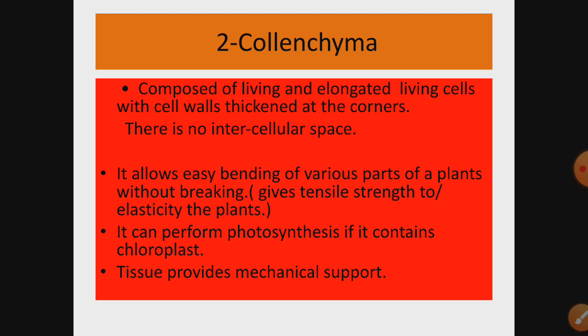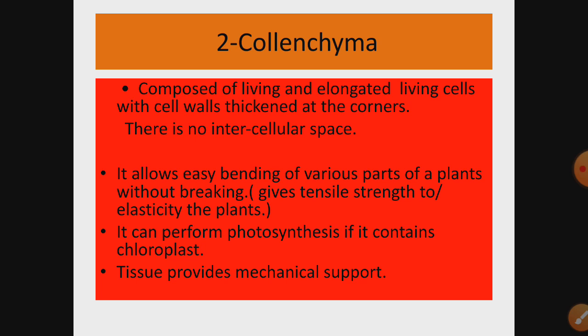So collenchyma, they are living cells. It is a tissue which has living cells and they are elongated, because in the case of parenchyma you must have seen they are oval in shape. So here they are elongated living cells, and there is a very peculiar and strange characteristic, that is they have cellulose deposit over the corners. They have no intercellular spaces. The space which is present between the cells is called intercellular space. So the cells here are closely packed, tightly packed, so they don't have intercellular spaces.